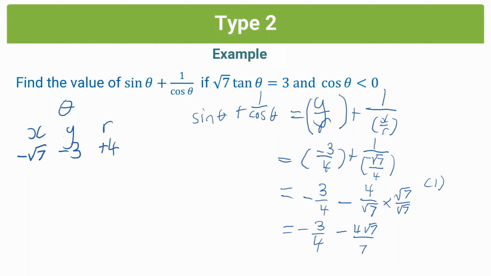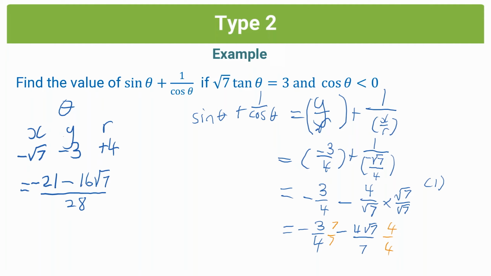Our lowest common multiple between 7 and 4 is 28. So we'll multiply this negative 3 over 4 by 7 over 7, and we'll multiply this bit by 4 over 4, so we get a common denominator. That would eventually give us negative 21 minus 16 root 7 all over 28, because our denominator is now common, and that would be our final answer.